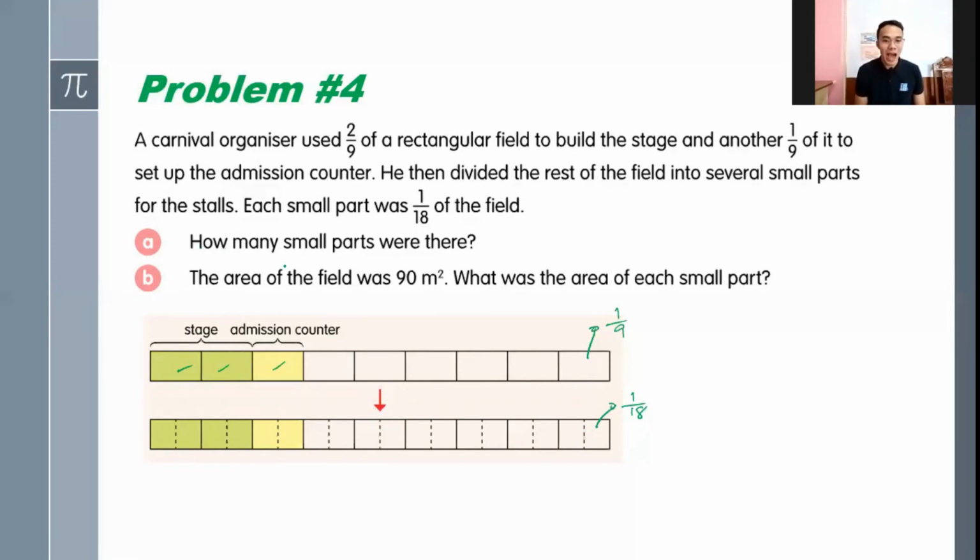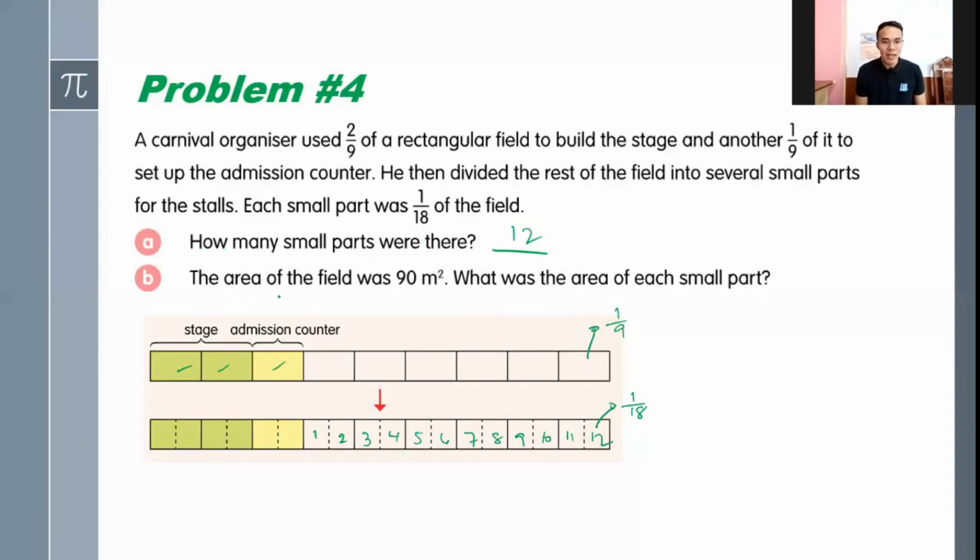Question letter A, how many small parts were there? Let's just count the number of small parts there are in this model. 1, 2, 3, 4, 5, 6, 7, 8, 9, 10, 11, and 12. There are 12 small parts.